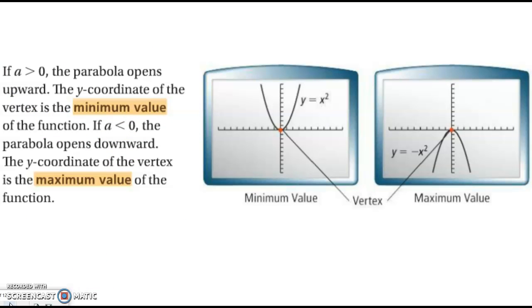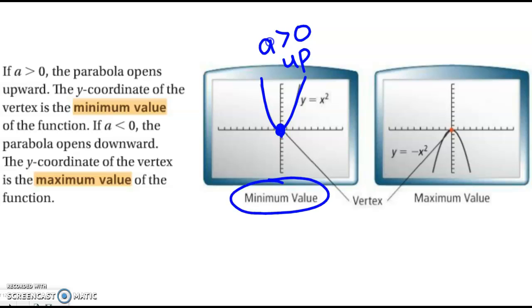All right, something else to look at. A is going to tell you if your graph opens up or if it opens down. So if A is greater than 0, that means your graph is going to open up, right? If your graph opens up, it has a minimum value because it bottoms out here. It's not going to have a max, because it goes up forever.